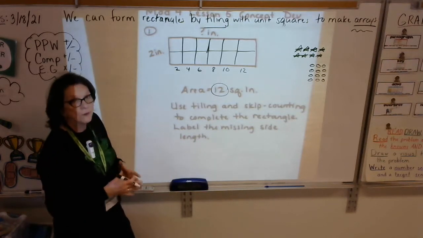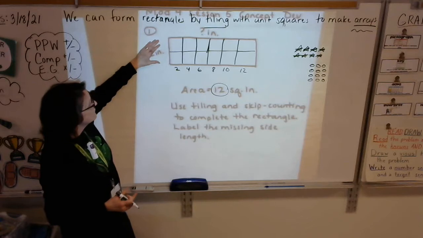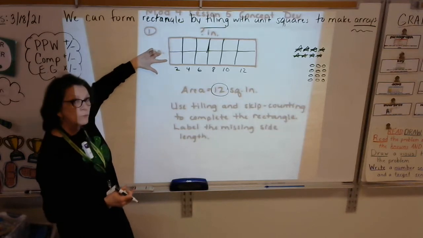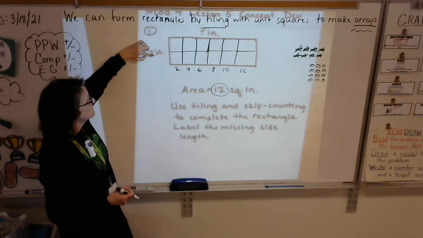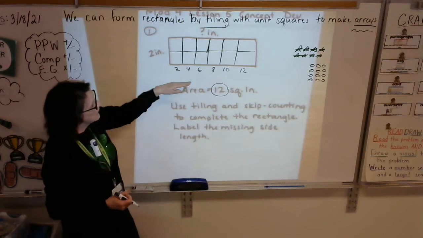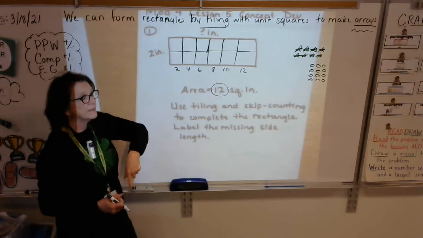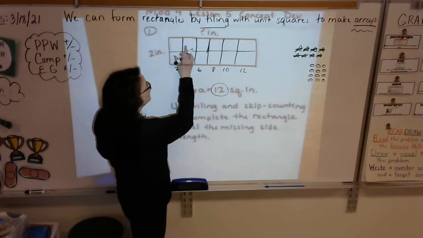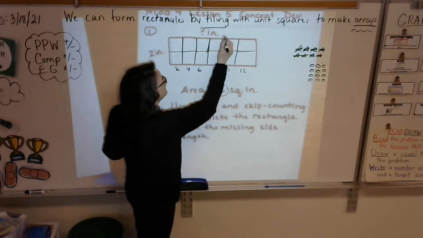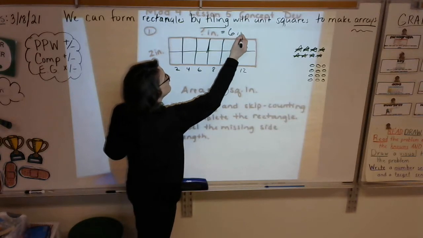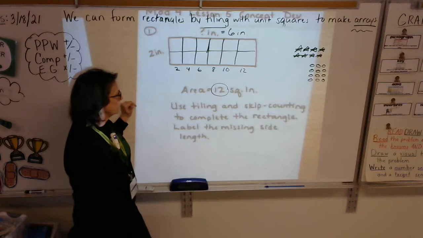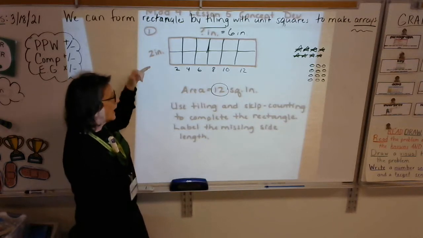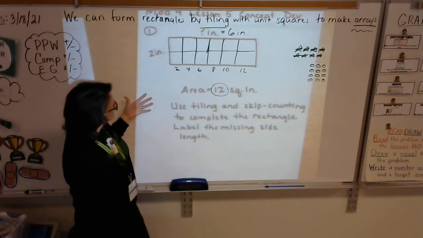So what did we do? We turned that into a rectangular array, given the fact that we knew there would be 2 rows of tiles because of the 2-inch side. And when we skip counted, we found the other side length. Now all we have to do is count 1, 2, 3, 4, 5, 6. The other side length is 6 inches. Pretty nifty, huh?